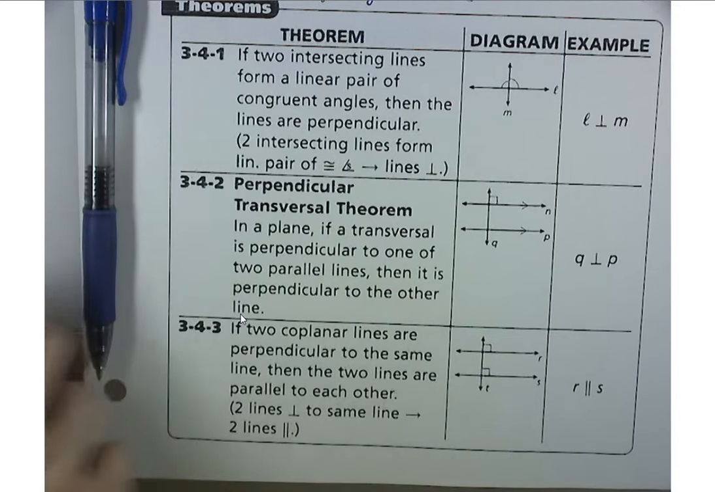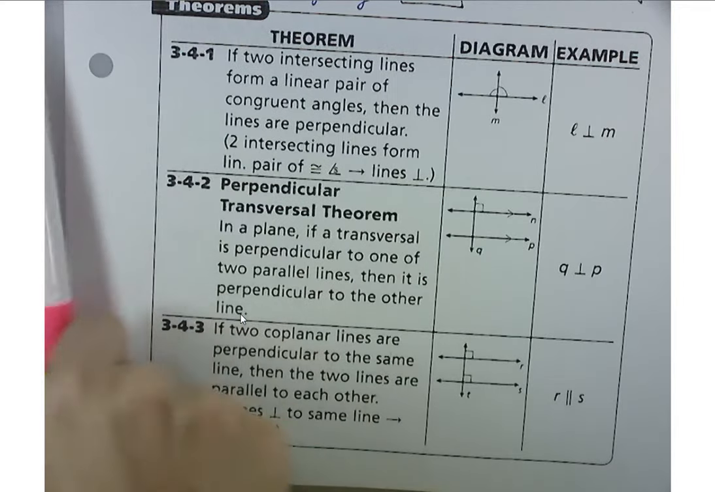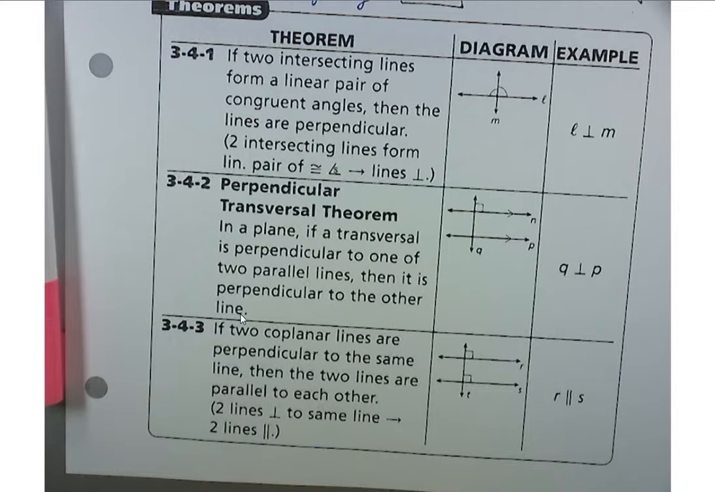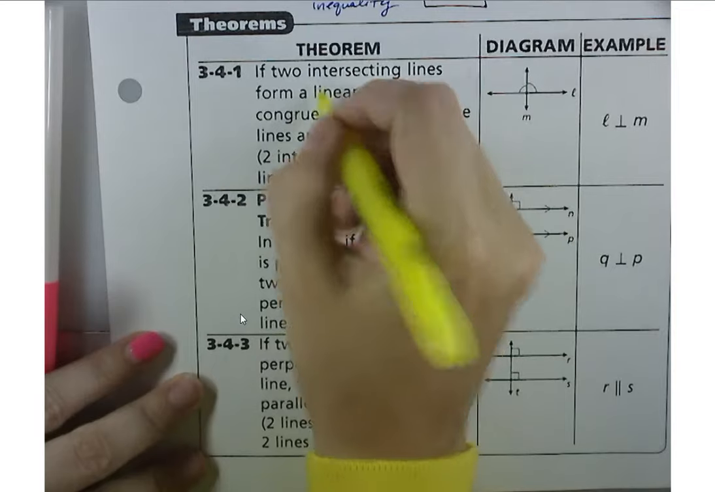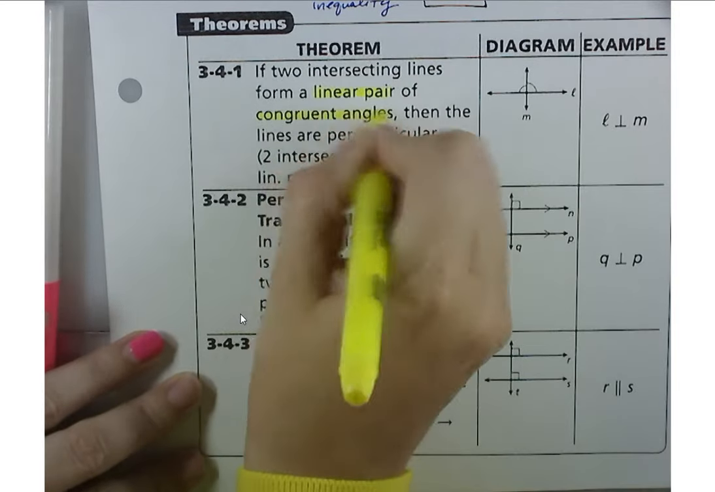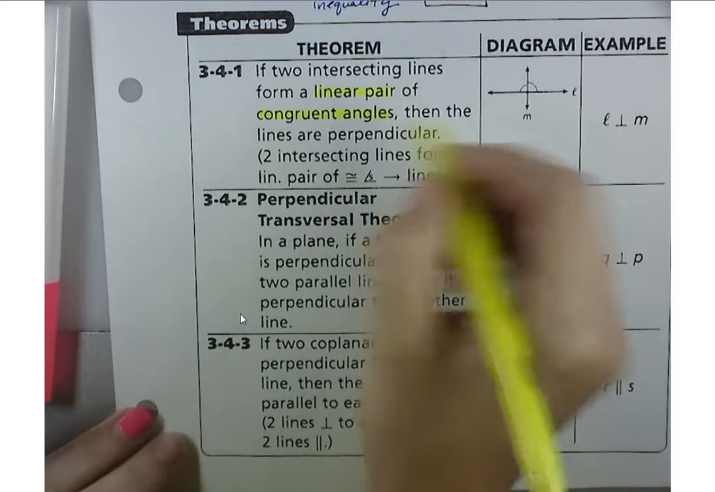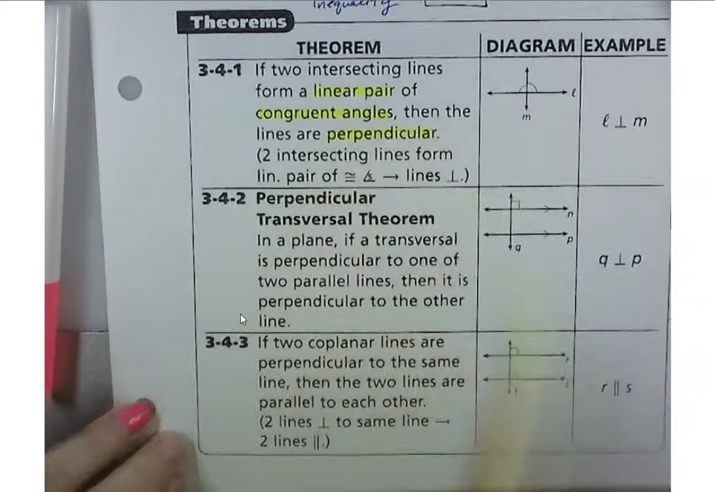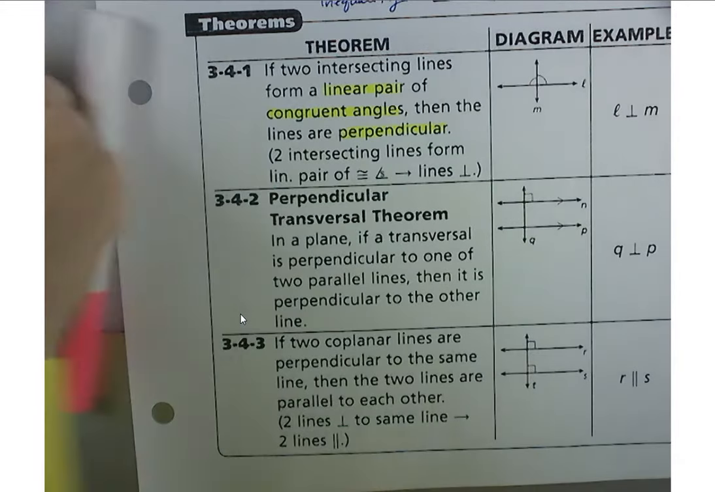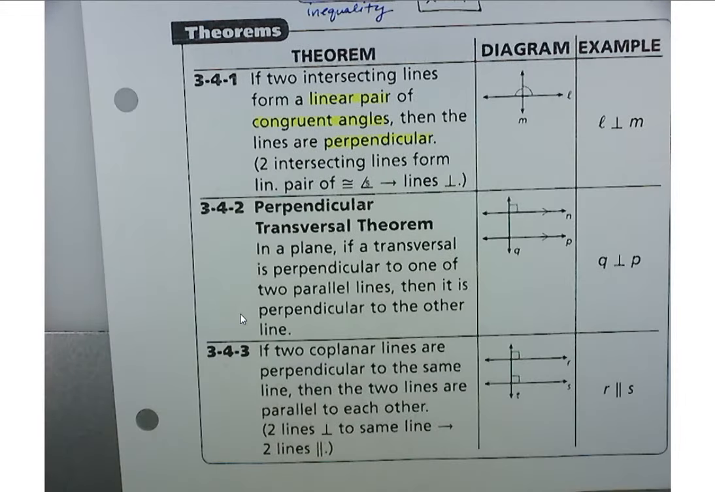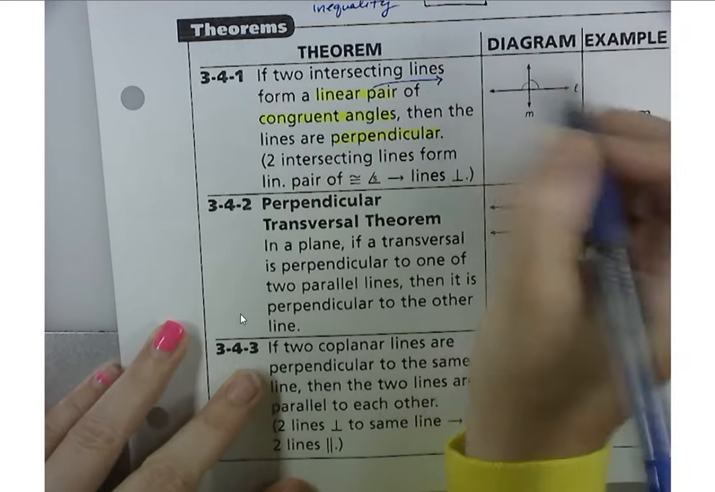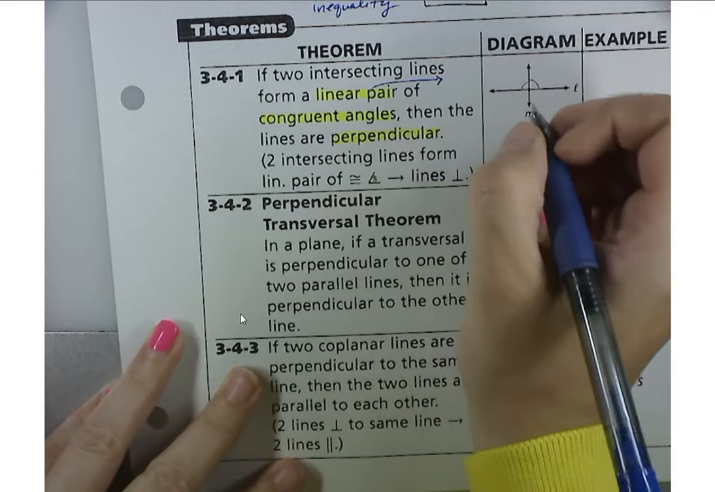Okay? All right, the next thing we're going to do is go over the theorems. When we go over theorems, you will need a highlighter, and we are going to annotate the important parts of those theorems. Okay, so the first one says, if two intersecting lines form a linear pair of congruent angles, then the lines are perpendicular. So let's talk about what that means. If they form a linear pair, that means they're going to add up to what? 180.